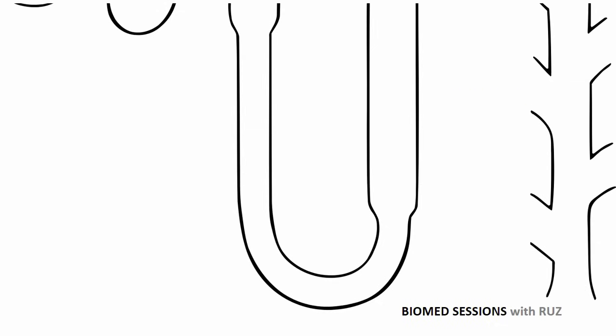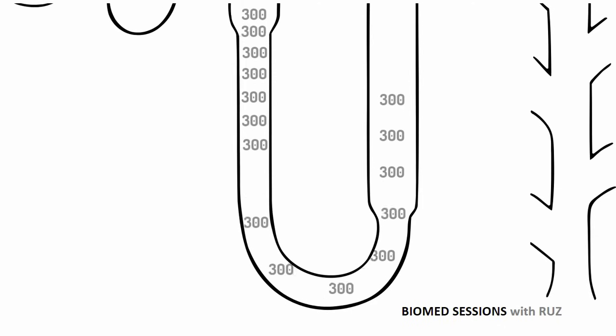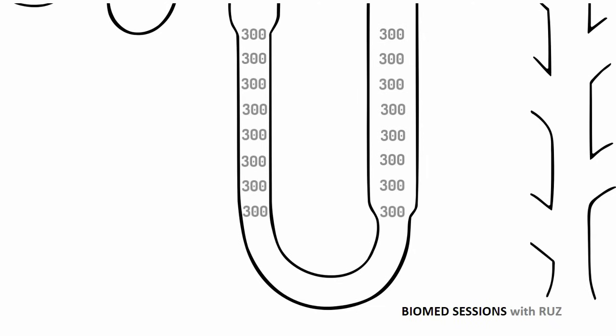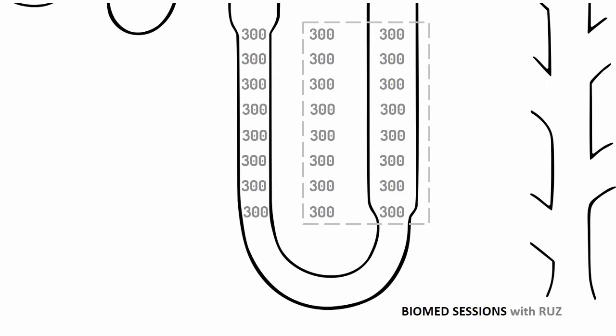But let's pretend that the filtrate is entering the loop of Henle for the very first time. Naturally, because the filtrate is coming from the proximal convoluted tubule, it will have the same 300 milliosmoles per litre osmolarity and be isoosmotic with the interstitial fluid. However, this situation is not ideal for creating concentrated urine. So in the latter part of the loop of Henle, our aim is to create a difference of 200 milliosmoles per litre between the ascending limb and the interstitial fluid. The only way to do this is by pumping out sodium ions.